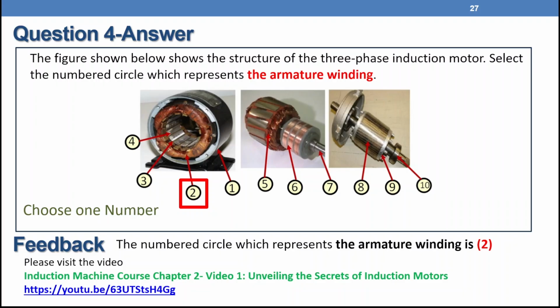Select the numbered circle which represents the armature winding. We know that the armature winding in the three-phase induction motor is in the stator, not in the rotor. So I'm going to exclude these parts and focus on the stator.